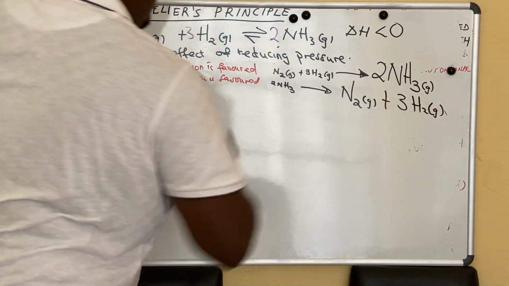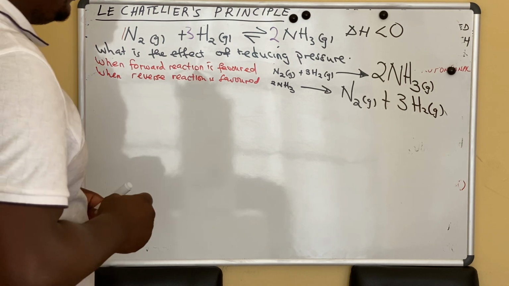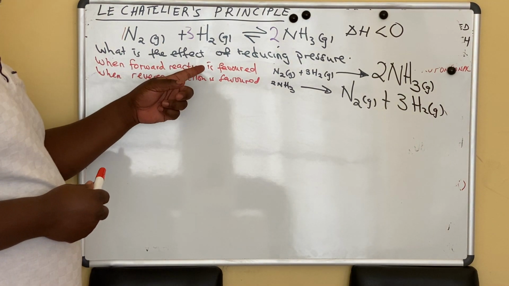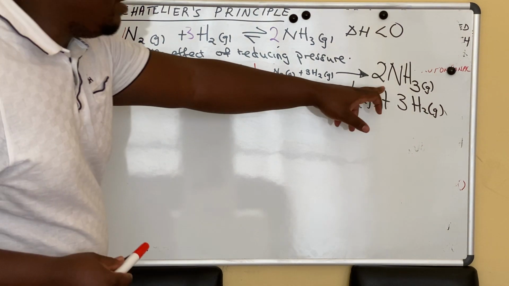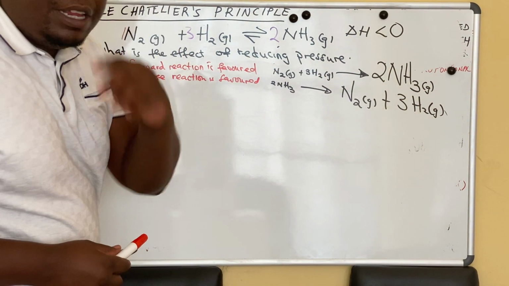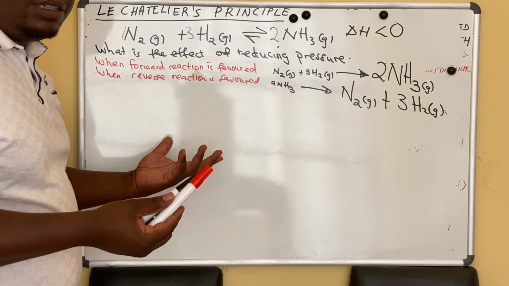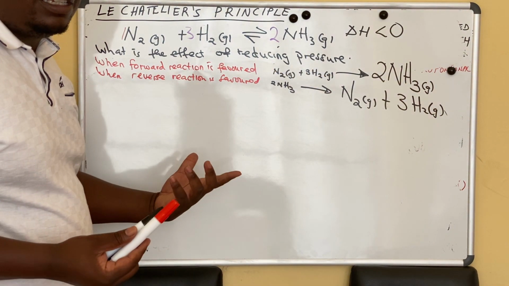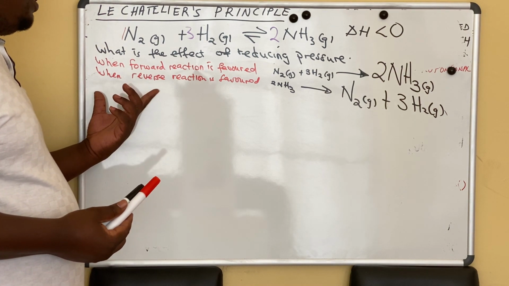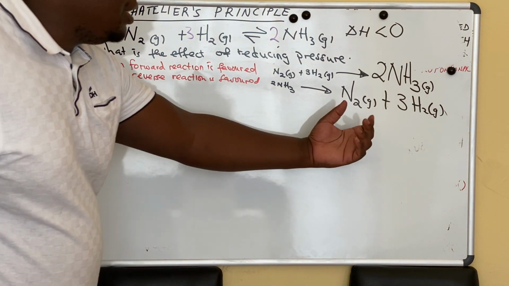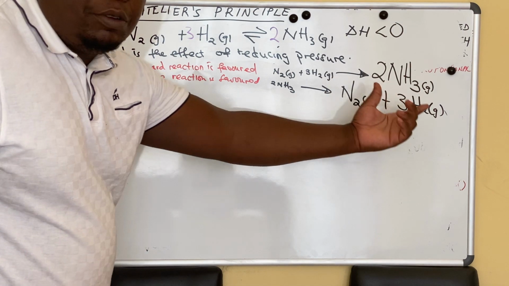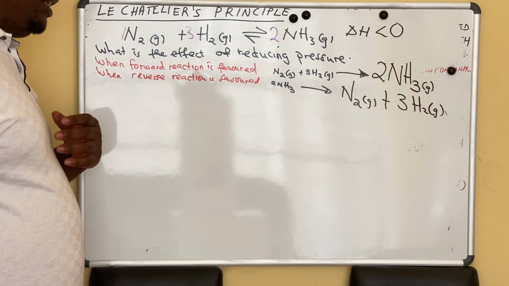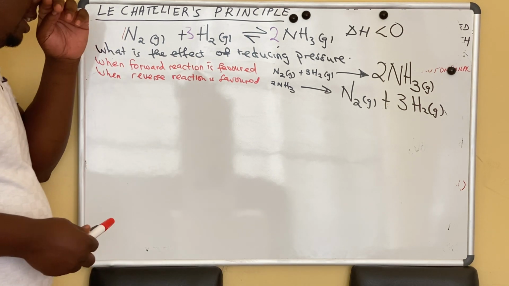So I like to picture this in my mind. It helps me understand that when we favor the forward reaction, we are going to have high concentrations of ammonia in the system and low concentrations of nitrogen and hydrogen gases. And when we favor the reverse reaction, we are going to have high concentration of N2 and high concentration of H2, but very little concentration of NH3. So that is how I like to picture the situation.